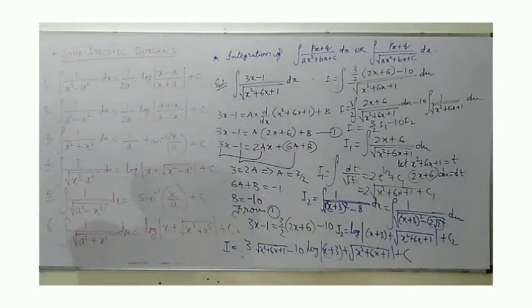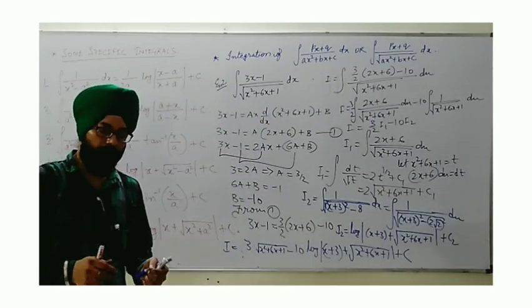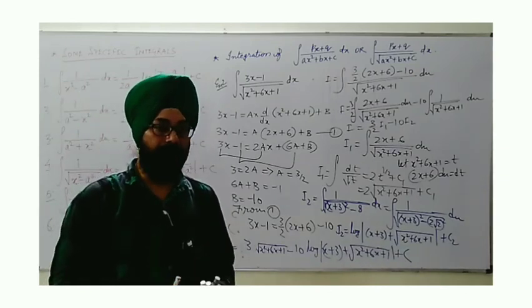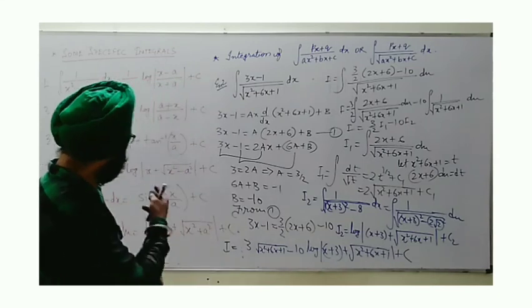This way we solve whenever you have a square root of a quadratic polynomial in the denominator. So all these patterns are important. This is the complete use of this group of identities.